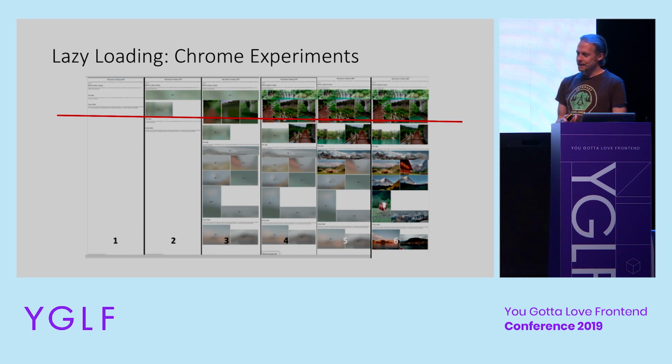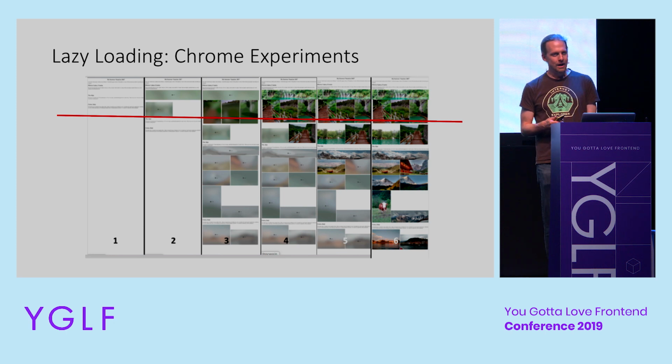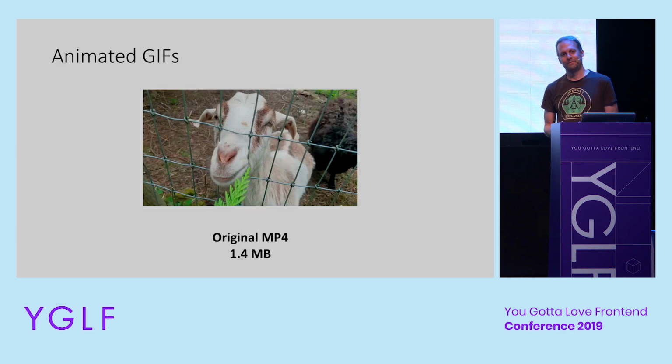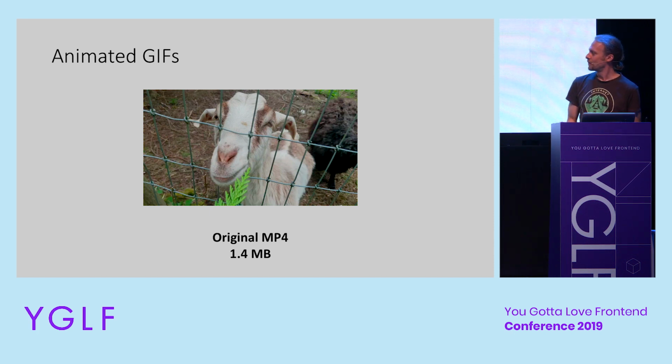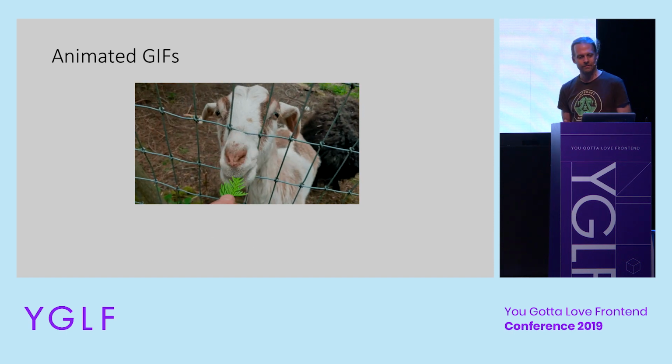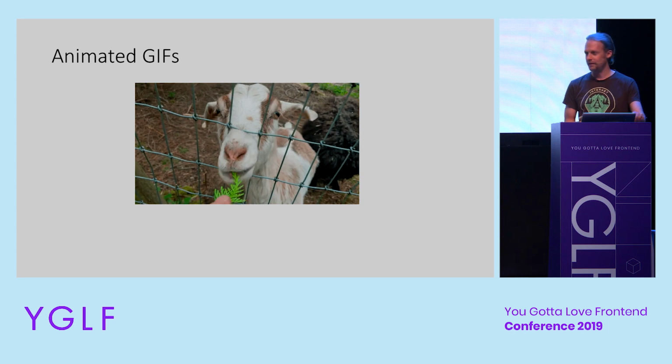The next big thing when it comes to images that I see being misused on the internet all the time, it's animated GIFs. We all love animated GIFs. And when I lived in Seattle, I had goats. And this is Nora. I took a video of Nora using my phone, and it's 1.4 megabytes. And I turned it into a GIF, right? Because we need more goats on the internet.